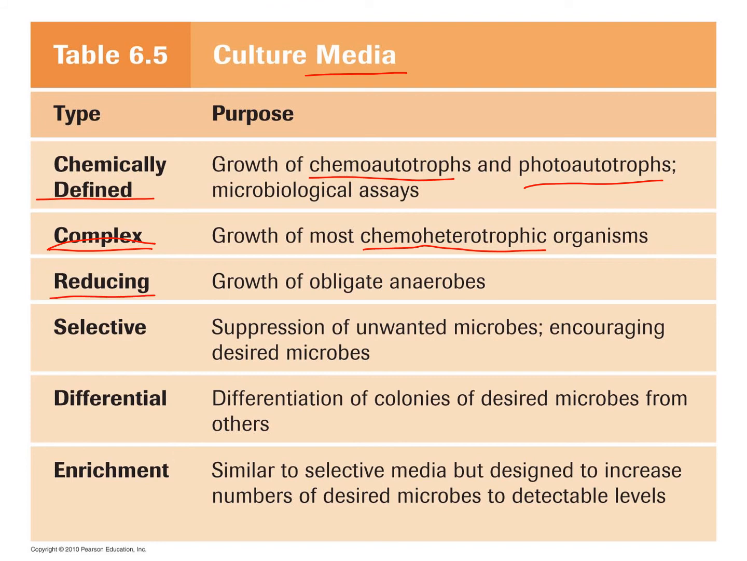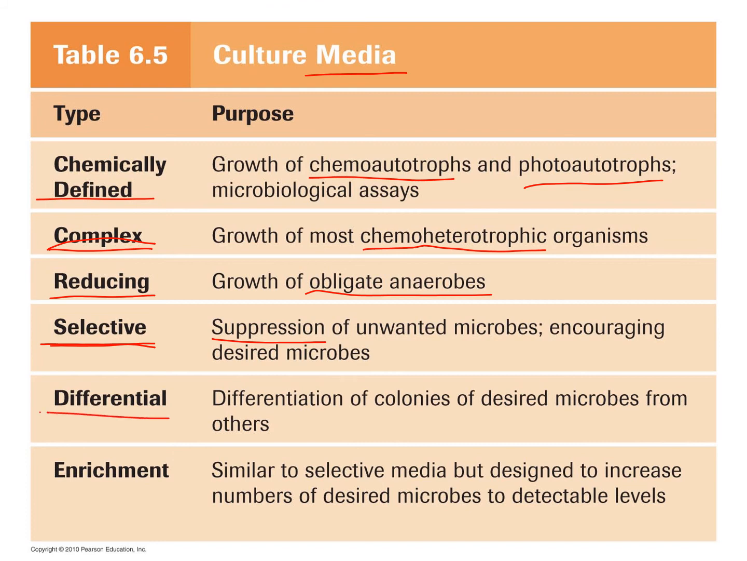Reducing media, you've already used reducing media. Reducing media is used to grow obligate anaerobes because it reduces the diffusion of oxygen into the media. And the example of that was thioglycolate. Selective media has compounds in it that suppress the growth of unwanted microbes. So it's going to allow certain microbes to grow and prevent other microbes from growing.